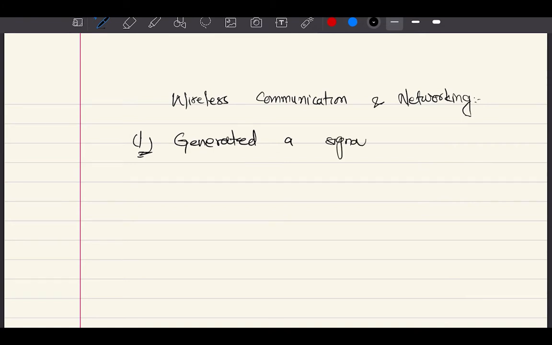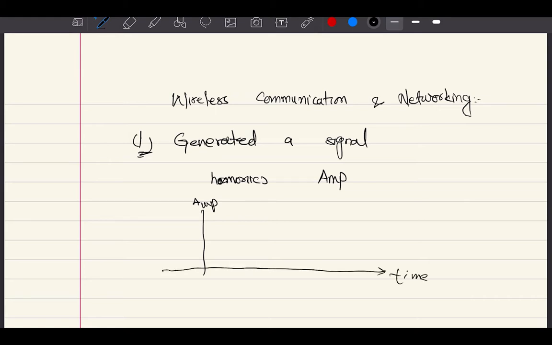And what kind of signal had we generated? We had different harmonics, and also different amplitudes. So what is harmonics here? Let's say my y-axis is the amplitude, and my x-axis shows the time. So far, our signal is a time domain signal.